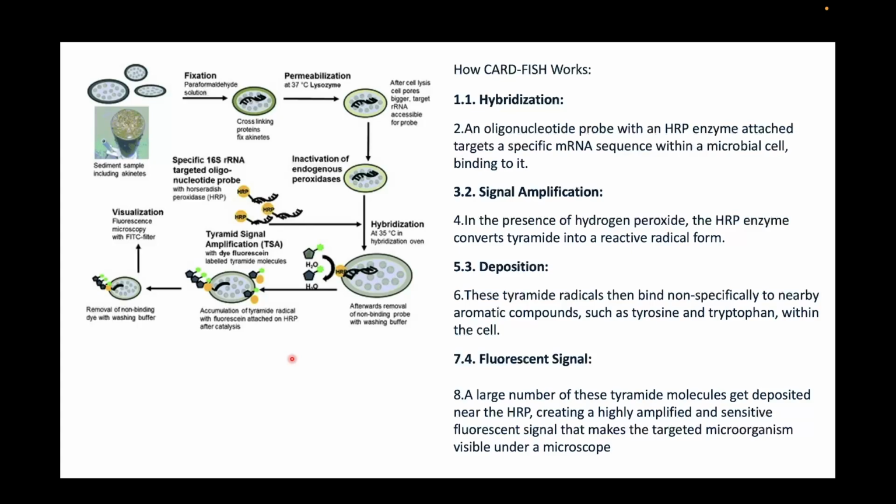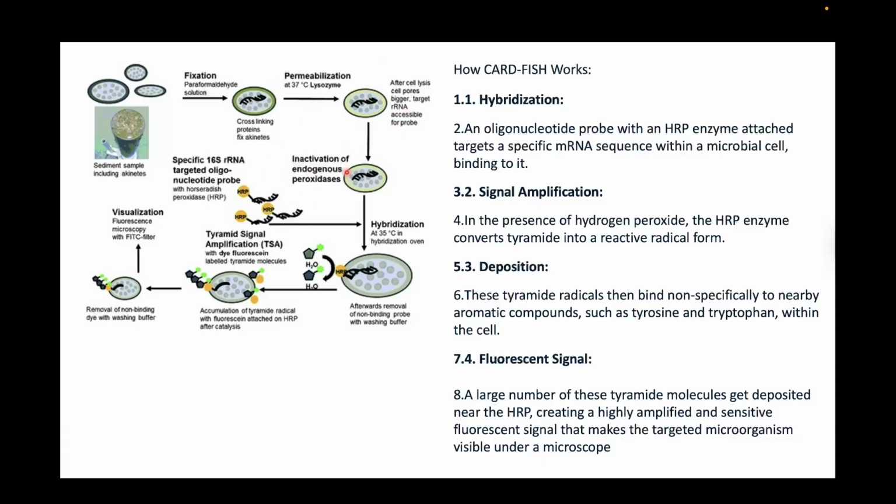CARD-FISH works through this technique. First, you take the sediment sample or the microbial sample, fix it in paraformaldehyde or PFA, cross-linking all its mRNA and proteins in the same place, then permeabilize the cells with lysozyme or an enzyme to permeabilize the cell, not rupture. After this, cell pores are bigger and target rRNA or mRNA is accessible for the probe binding.